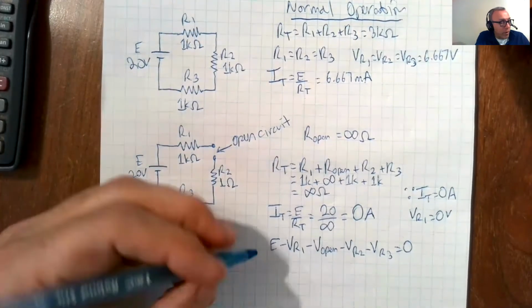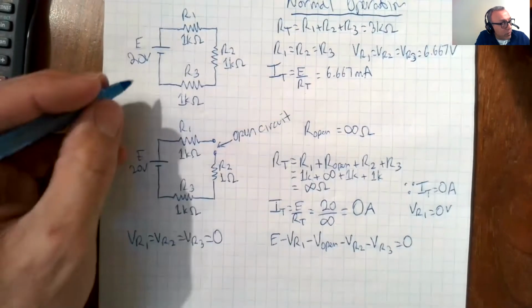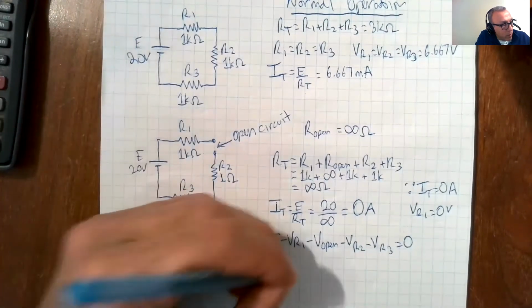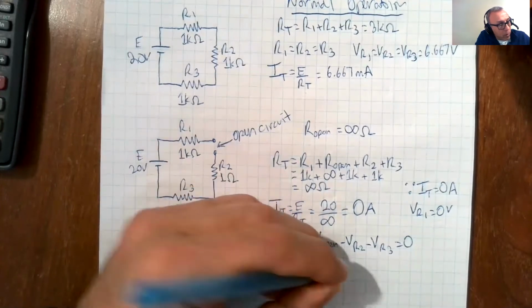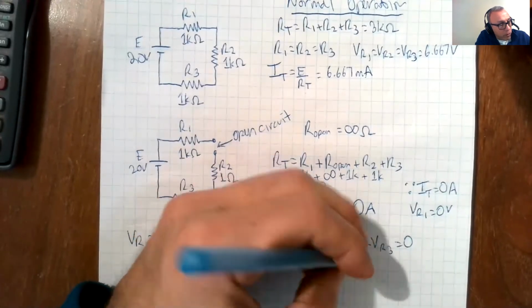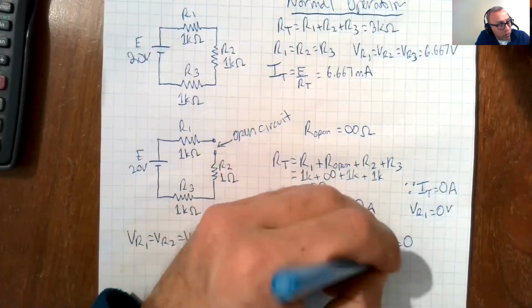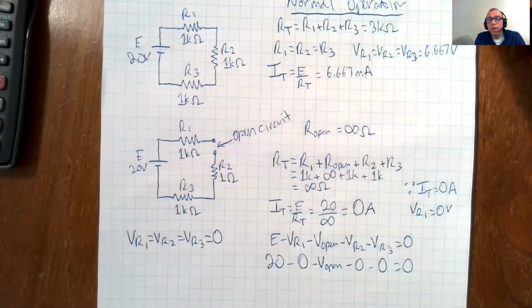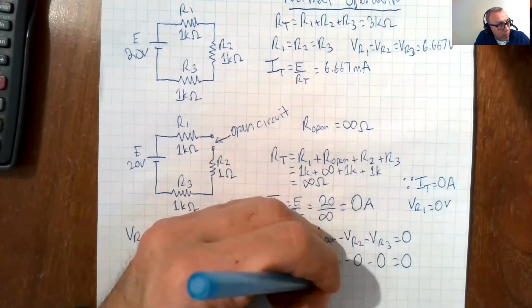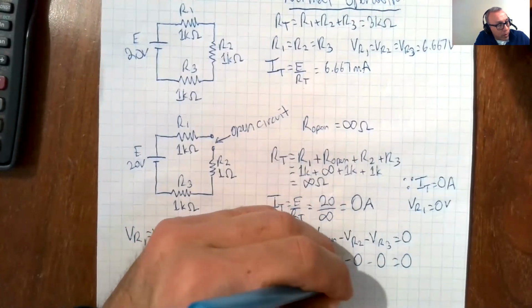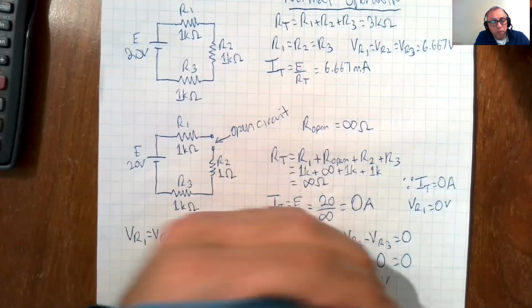So here's what we're left with. We are left with E, which is 20, minus VR1, which is 0, minus V open, minus VR2, which is 0, minus VR3, which is 0, is equal to 0. So that tells us that V open, the voltage of the open circuit, is equal to 20 volts.